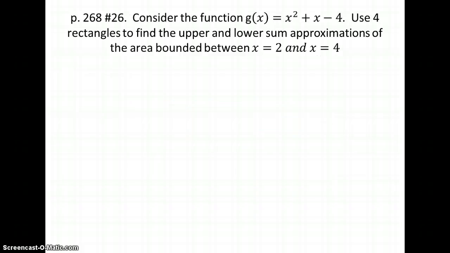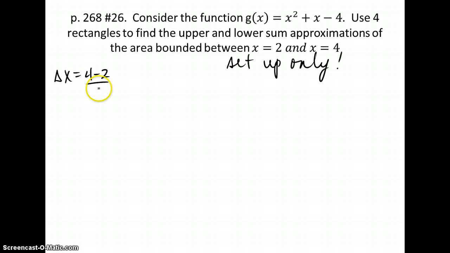Consider the quadratic function. Use 4 rectangles to find the upper and lower sum approximations of the area bounded between x equals 2 and x equals 4. And I asked you to set this up only. What does that mean? Don't find an answer. Alright, delta x, b minus a over n. So the width of the interval is, again, a half.